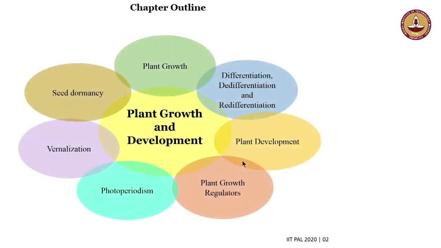So, in this chapter, we are going to study about in general the plant growth, what is the process of differentiation, dedifferentiation and redifferentiation in plants. Then in plant development, we will study about the role of plant growth regulators, photoperiodism, vernalisation, and then how to overcome seed dormancy.